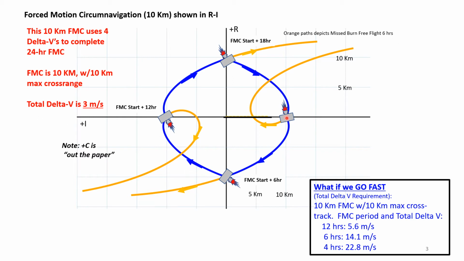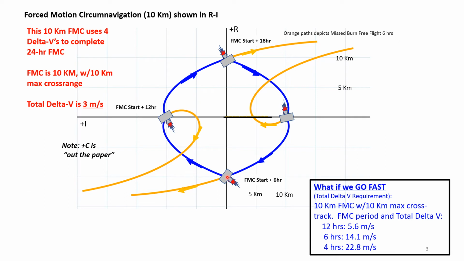We're going to start the FMC from here, and we're going to journey around the target, maintaining a 10-kilometer distance for a 24-hour revolution period of the FMC. Okay, so listen as I go through this. We start here, and we burned a little hotter, so we're on this blue trajectory. Everything's going good. We get here. It's 6 hours since we started the FMC.